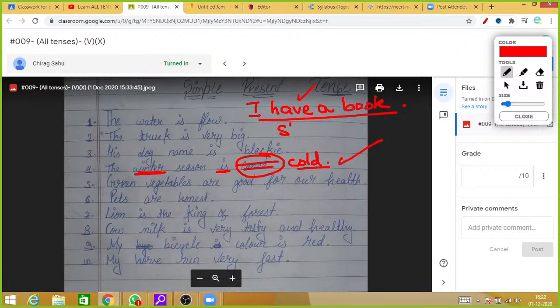But she, no. She has a book. When we talk about somebody else, he, she, it, then it becomes has. That is why this would have become has if you were using it here. Okay?